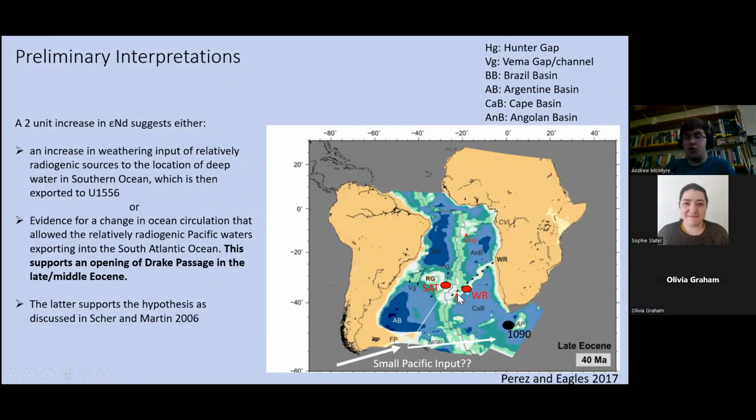But maybe the subdued signal that we're seeing at Walvis Ridge could be a function of it being a little bit further across the basin, or maybe some bathymetry or ridges play a part in reducing the export of these specific waters to Walvis Ridge. And that's what we might be seeing in our neodymium results.